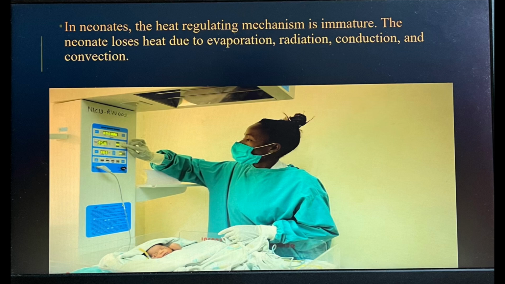And second is servo mode. Whenever we are receiving the baby, at that time we will put a thermistor, that is the thermal probe, on the baby's body and we will put it in servo mode. Servo mode means that the radiant warmer can identify the baby's temperature, and as per that it can adjust the heat of the warmer. Okay.